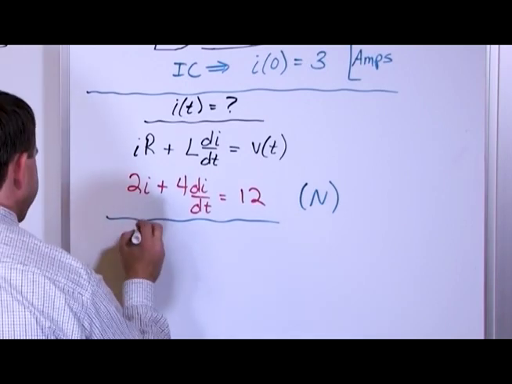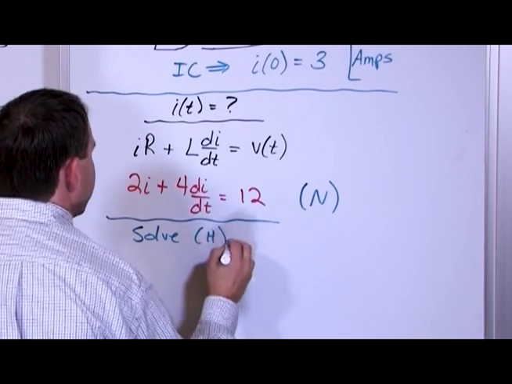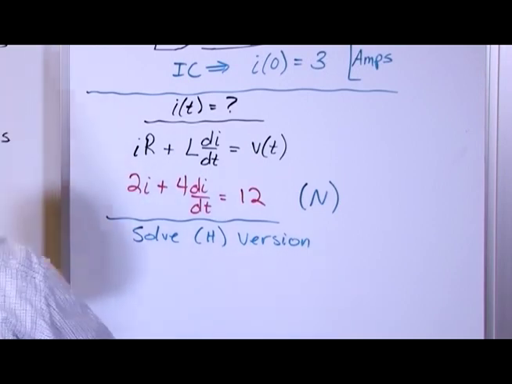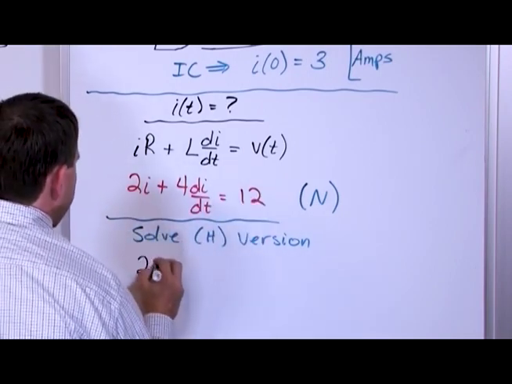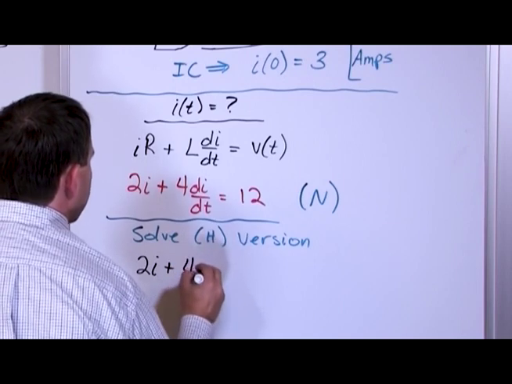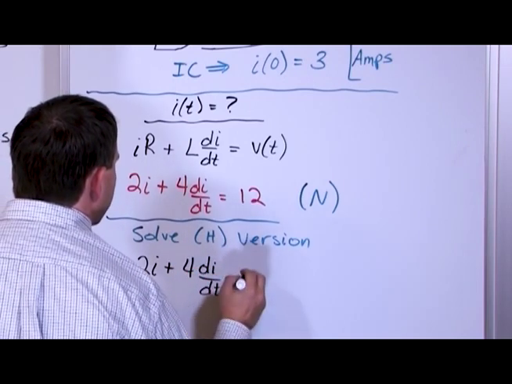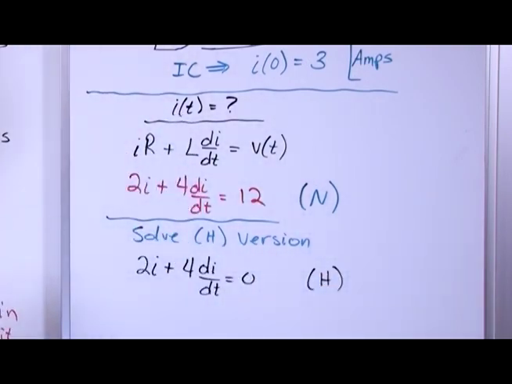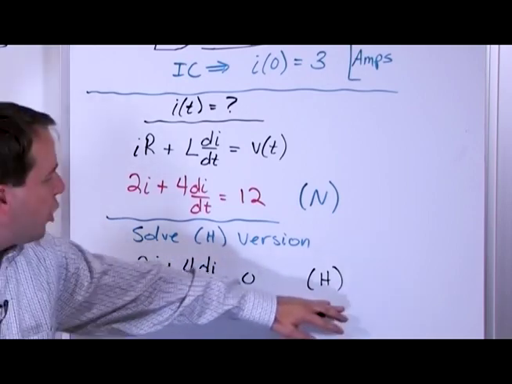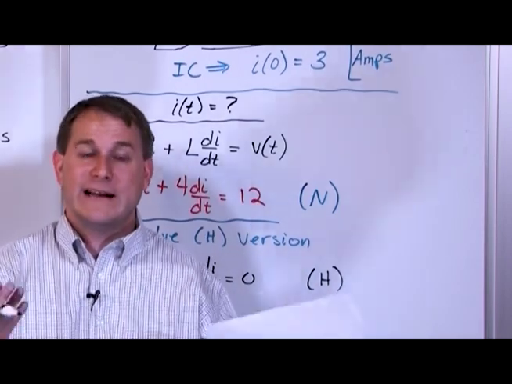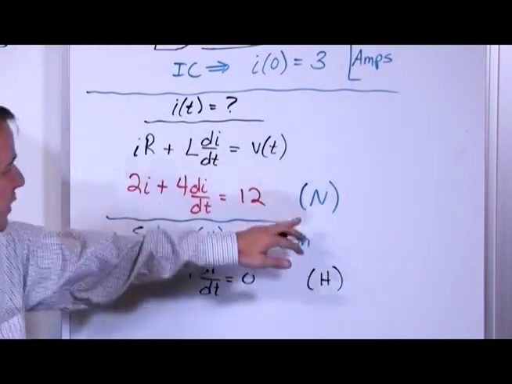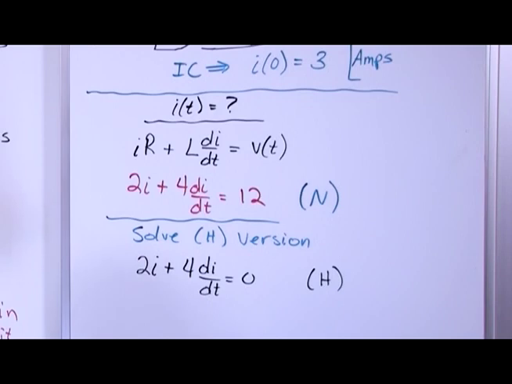So we want to solve the homogeneous version. That's the first thing we do when we think we can use variation of parameters. So what is that equation? We're just going to set this equal to 0. So we have 2i plus 4 di/dt is equal to 0. This is the homogeneous version. What we're basically going to do is solve this version of the differential equation, get an answer, and then let the constant vary. It's called varying the parameter, and we're going to use that to find the solution to the non-homogeneous version. All right, so let's go ahead and do that next.